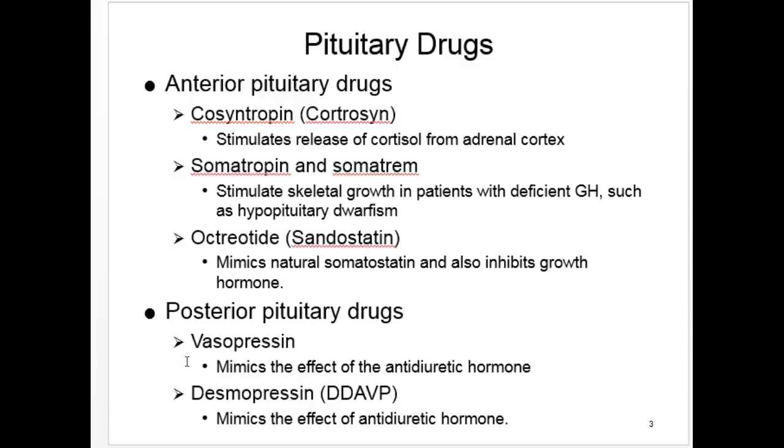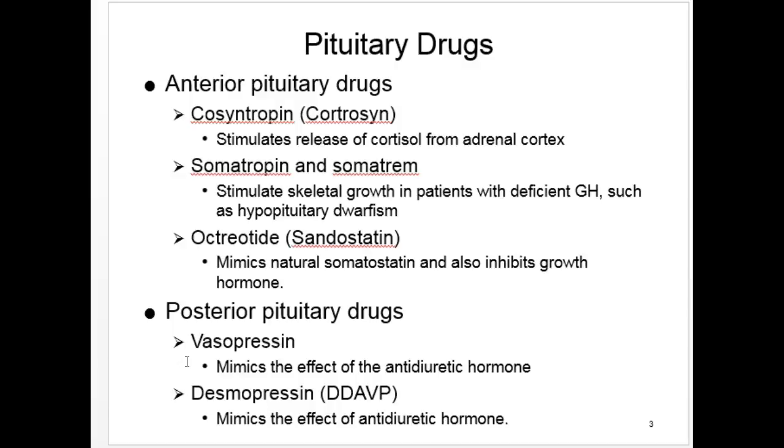Vasopressin is also a potent vasoconstrictor, so it's used in hypotensive emergencies. It's an advanced cardiac life support drug. It's used for pulseless cardiac arrest. It's also used to stop bleeding of esophageal varices, which is bleeding in the throat. It's just a real strong vasoconstrictor.